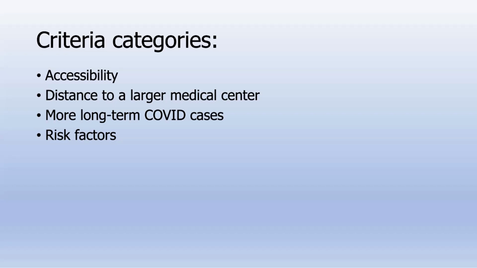The second category is distance to a larger medical center. Being closer to one increases the ease of access to services. On the other hand, spreading out the clinics gives access to more people, so both proximity to and remoteness from medical centers was measured.